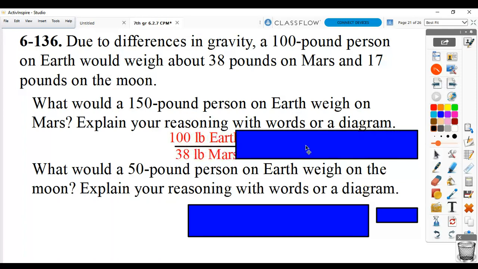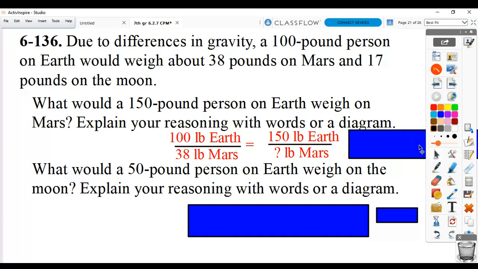So what I would probably do is set that up as a proportion. So I would say a 100-pound person on Earth would weigh 38 pounds on Mars. So that creates the ratio on the left. And then I want to know, or they want us to figure out, how much a 150-pound person on Earth would weigh on Mars.